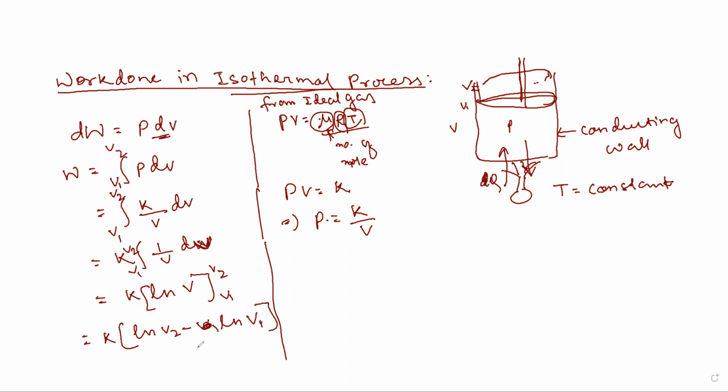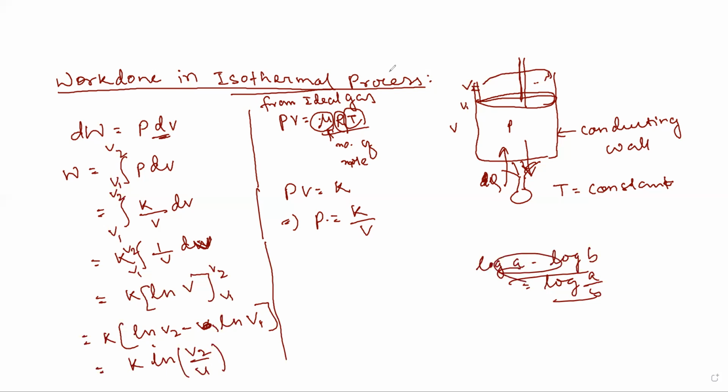So here you can see another property, log a minus log b is equal to log a by b. This property you know. So ln V2 minus ln V1, I can write as K ln V2 by V1. So this is the work done we found out.